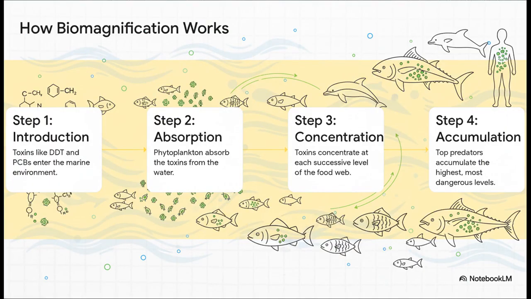And it's not just the plastic bottles you can see. There's an invisible threat too, and it works through a nasty process called biomagnification. Here's how it goes down. Toxins like DDT get into the environment. They're absorbed by the tiny phytoplankton at the bottom of the food web. Then, as bigger things eat the smaller things, those toxins get more and more concentrated up the chain. So the animals at the top, like tuna, dolphins, and even us, end up with the highest, most dangerous levels.